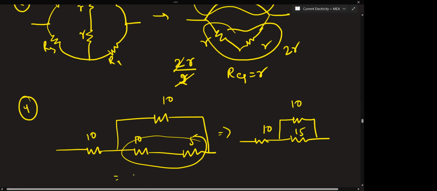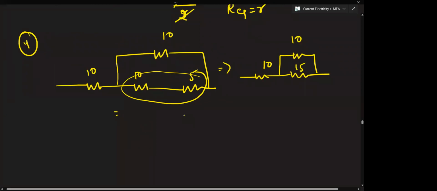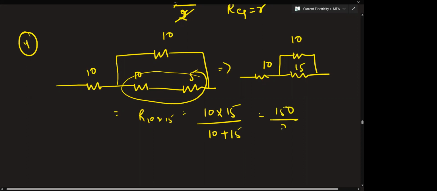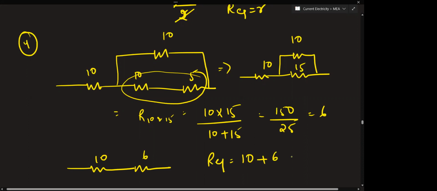Now you can see 10 and 15 are again connected in parallel. So our 10 and 15 becomes what? 10 into 15 by 10 plus 15. That gives 150 by 25. You can write it as 6. So this is 10 and 6 connected in series. So R equivalent becomes 10 plus 6, which is 16 for the fourth part.